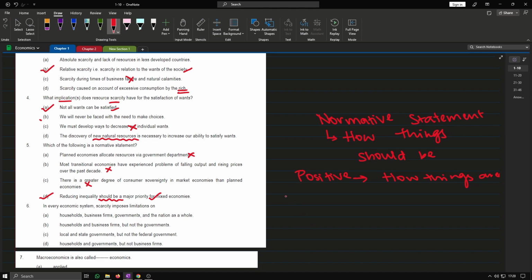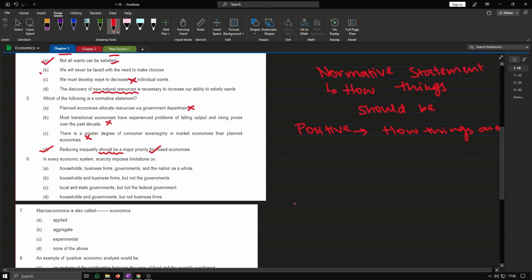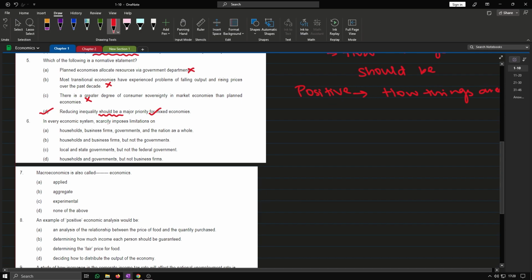So sixth question. In every economic system, scarcity imposes limitations on. Four options are given: households, business firms, governments, and the nation as a whole. Is this true? Yes, it is true. Second option, households, business firms, but not governments. No. In every economic system, governments do get affected.